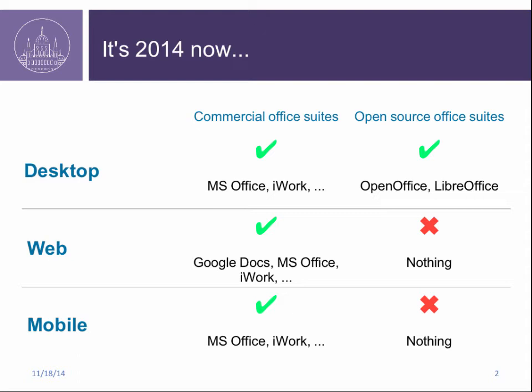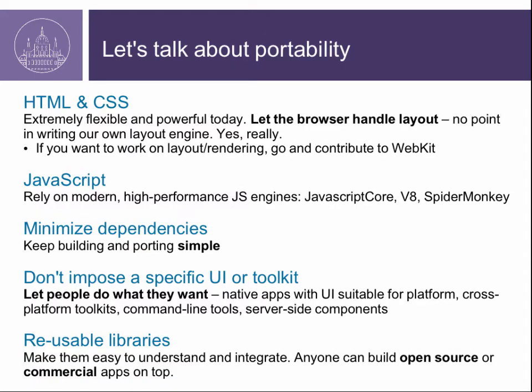So, I've got probably 100 apps on my phone. None of them are open source. Right? So we need to be there. So what do we need to do to get there? Well, we need code that's portable, right?